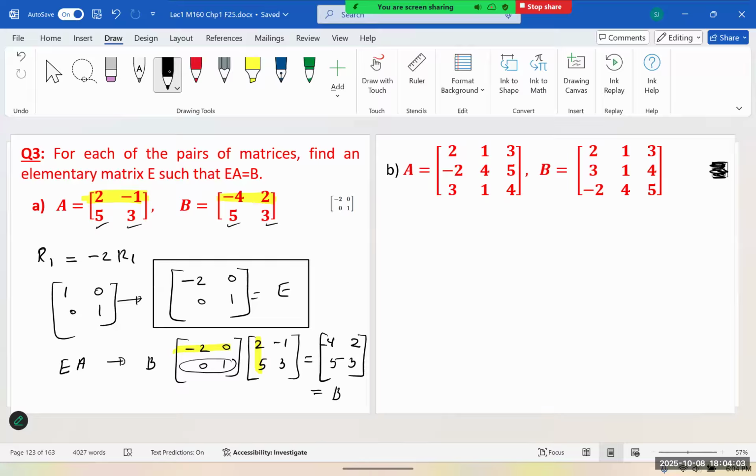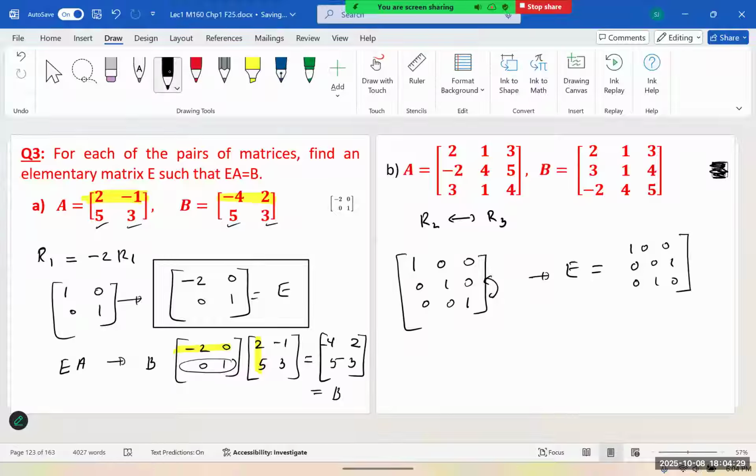Ashif, you raised your hand, right? Yeah, row swap 2 and 3. So row 2 swapped with row 3. So in the identity matrix, we have 1, 0, 0, 0, 1, 0, 0, 0, 1. If you swap these two rows, you get the elementary matrix 1, 0, 0, 0, 0, 1, 0, 1, 0. And this is what they're asking us to find.